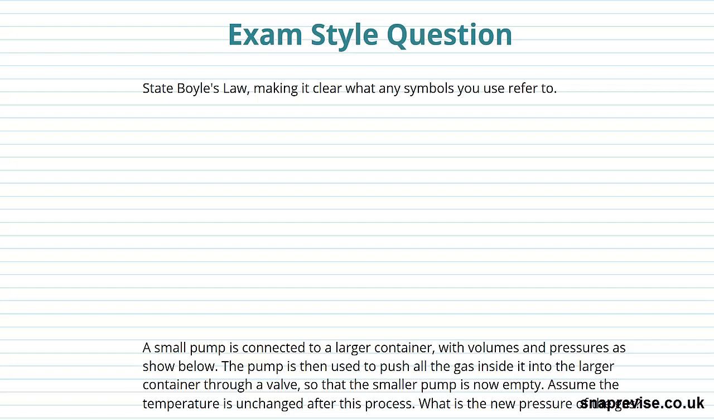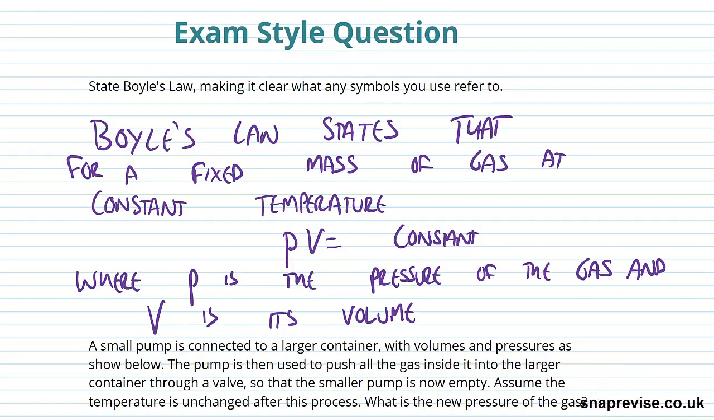So in our first exam style question, we're just going to state Boyle's law, making it clear what any symbols we use refer to. So Boyle's law states that for a fixed mass of gas at constant temperature, P times V is constant, where P is the pressure of the gas and V is its volume. So there we've very clearly stated what Boyle's law is, and we've also said very clearly what our constants are too.